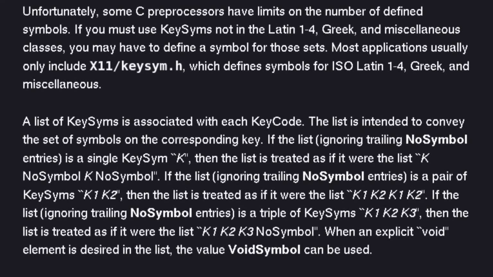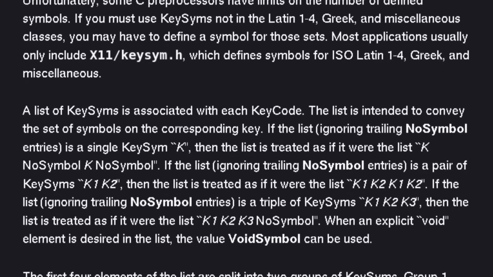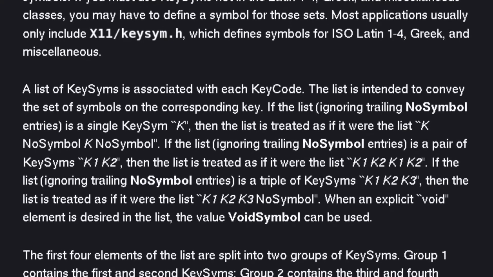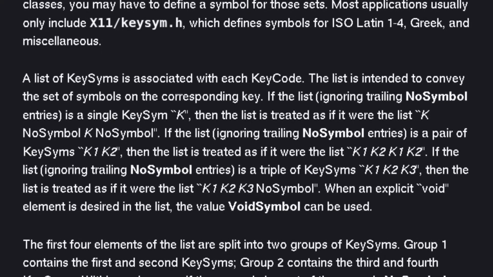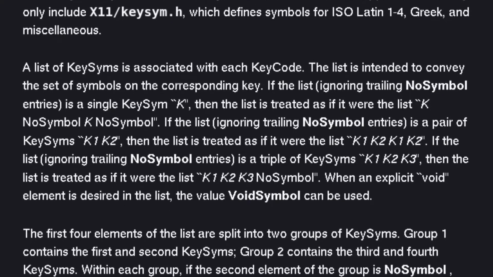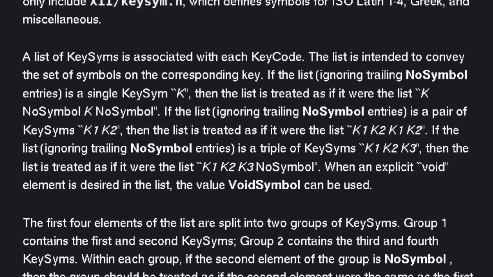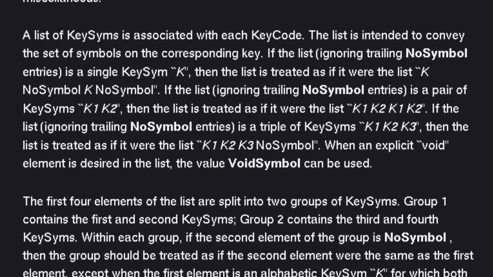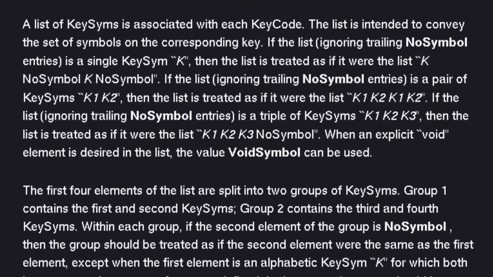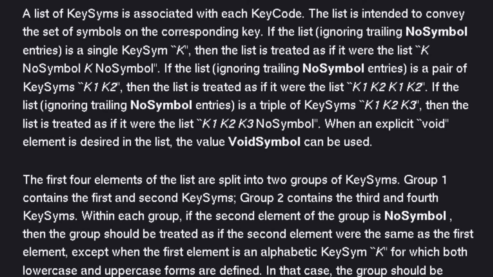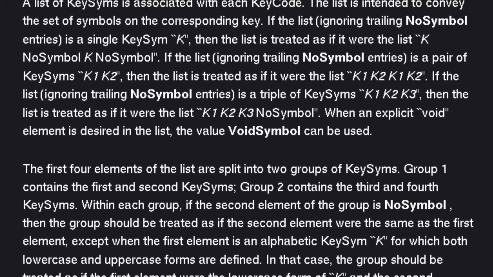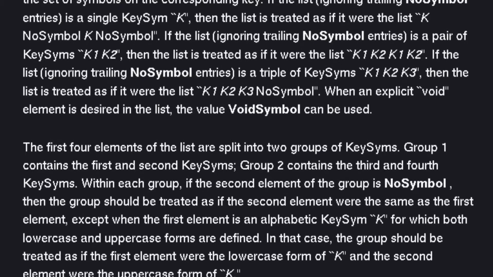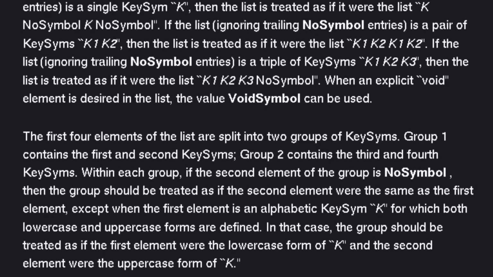A list of keysyms is associated with each key code. The list is intended to convey the set of symbols on the corresponding key. If the list, ignoring the trailing NoSymbol entries, is a single keysym K, then the list is treated as if it were the list K NoSymbol K NoSymbol. If the list, ignoring trailing NoSymbol entries, is a pair of keysyms K1 K2, then the list is treated as if it were the list K1 K2 K1 K2. If the list, ignoring trailing NoSymbol entries, is a triple of keysyms K1 K2 K3, then the list is treated as if it were the list K1 K2 K3 NoSymbol. When an explicit void element is desired in the list, the value VoidSymbol can be used.